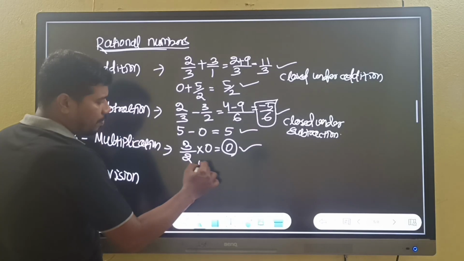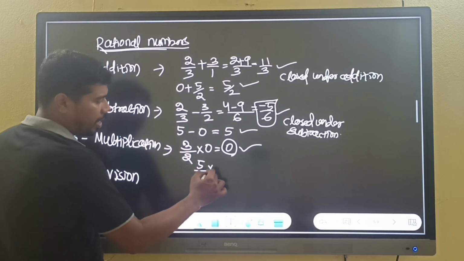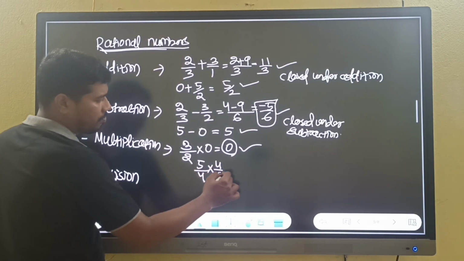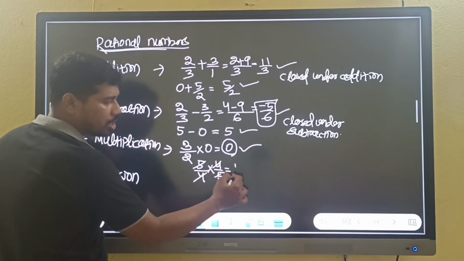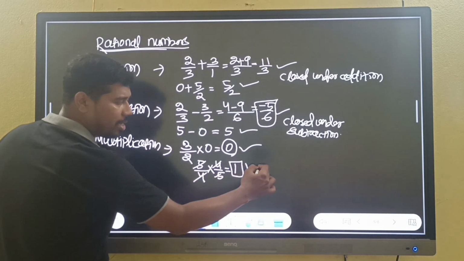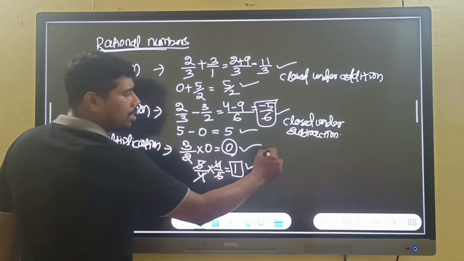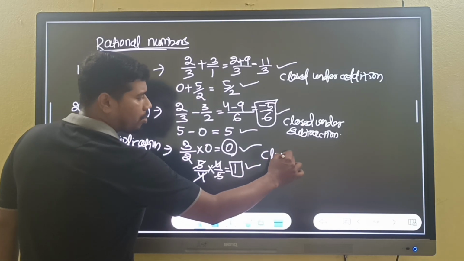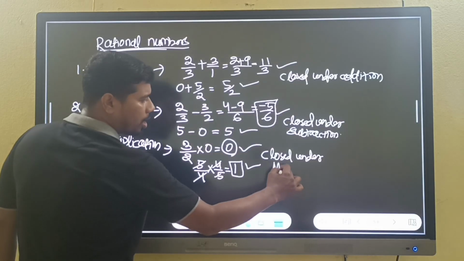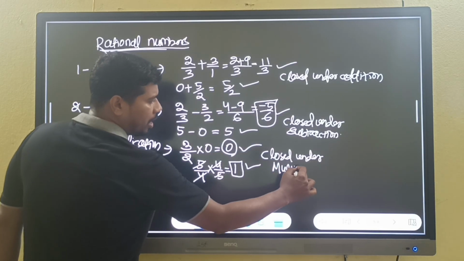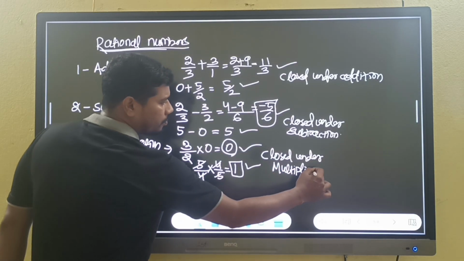And 5 upon 4 multiplied with 4 upon 5. If you multiply, then 4 and 4 cancel, 5 and 5 cancel, the result is 1. 1 is also a rational number. So we can write rational numbers are closed under multiplication. Closed under multiplication.